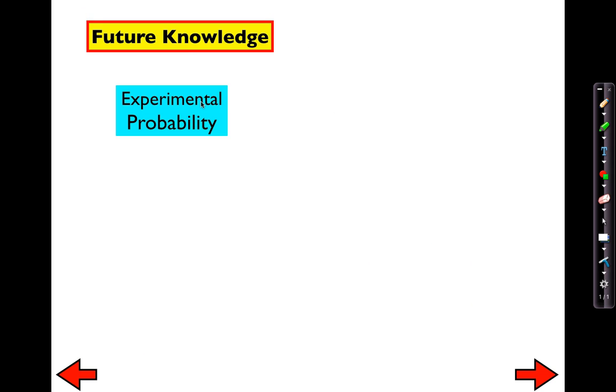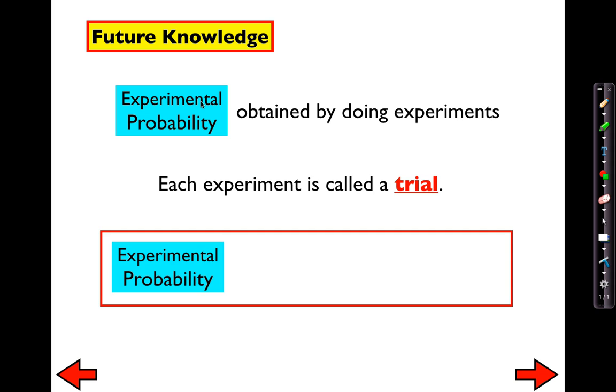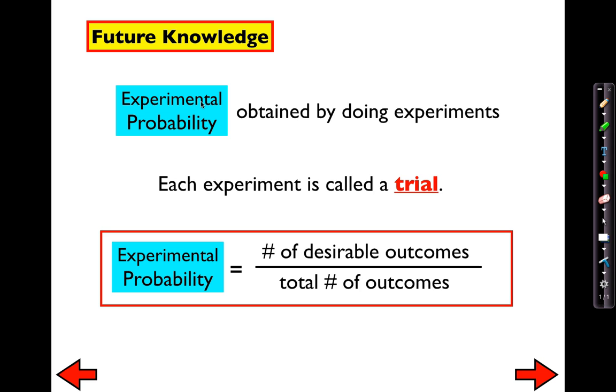Okay, but experimental probability, which is the other type, is obtained by actually doing the experiments. So each experiment is called a trial. Experimental probability is still the number of desirable outcomes divided by the total number of outcomes.